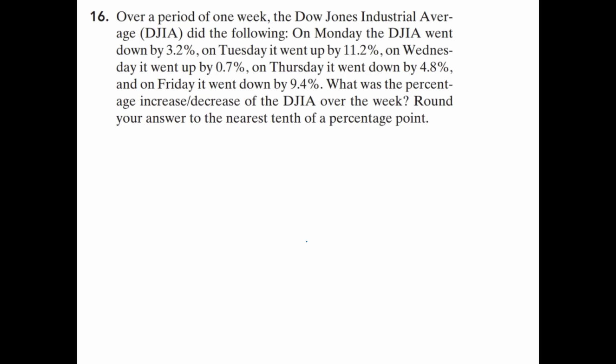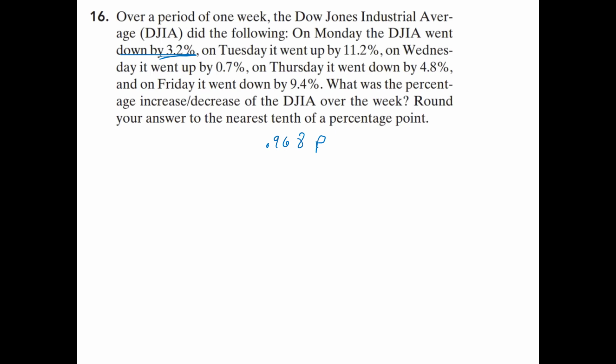So this is over a period of 1 week, the Dow Jones Industrial Average did the following. On Monday, the Dow Jones Industrial Average went down by 3.2%, right? So then the new amount is the percent decrease. So 1 instead of plus, because it's not an increase, it's 1 minus 0.032, which is 0.968.